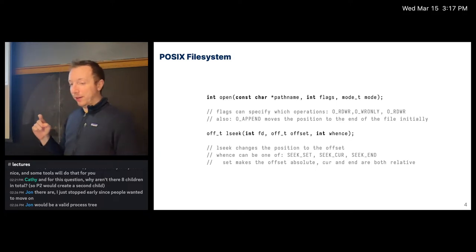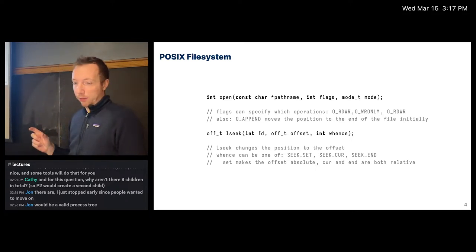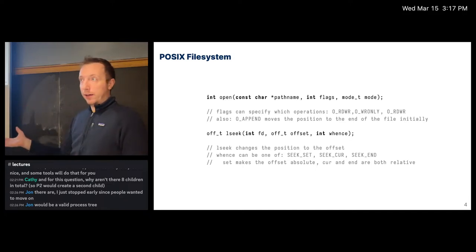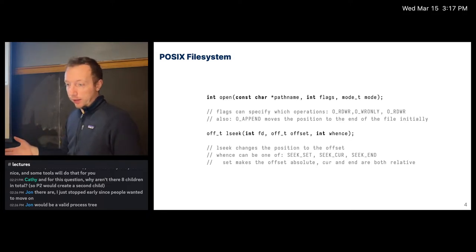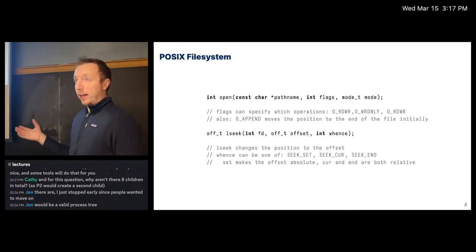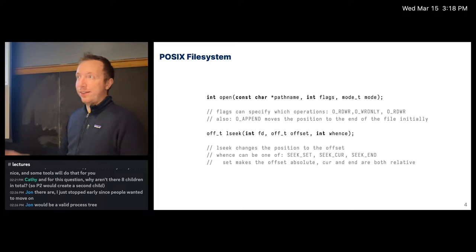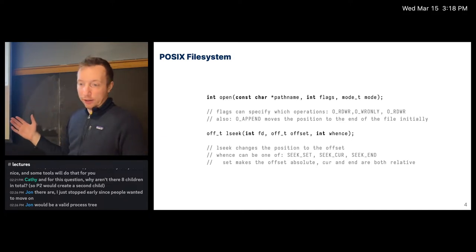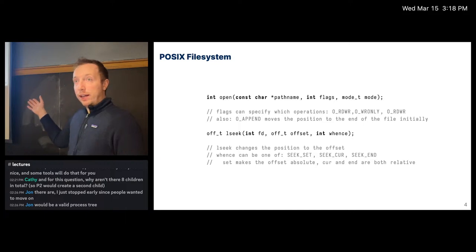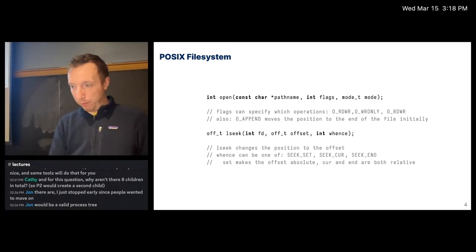So whence can be either SEEK_SET, SEEK_CUR, or SEEK_END, and that's what the offset is relative to. If you do SEEK_SET and give it an offset of, say, 10, that's relative to the beginning of the file. That means I want to move the position to the 10th byte, so whenever I read and write, it goes to the 10th byte. If you do current, that is relative to wherever the pointer currently is. And as you would probably guess, the end is relative to the end of the file. So if I want to read, I don't know, the second last byte, I could say lseek relative to SEEK_END and then -2. So I come 2 bytes back, and then I can read or write whatever byte I want from there.